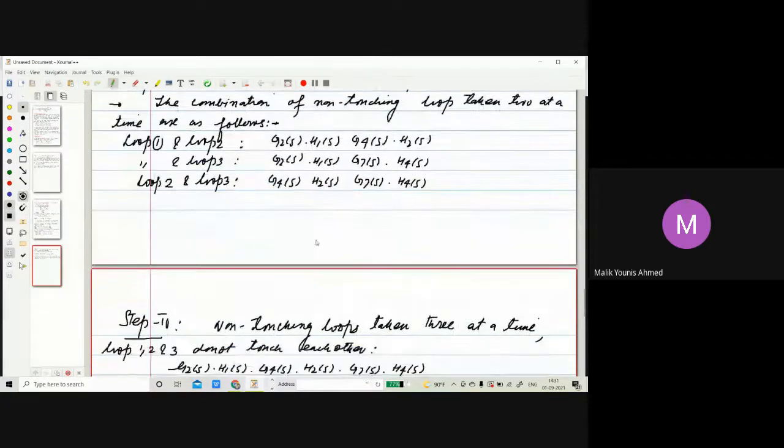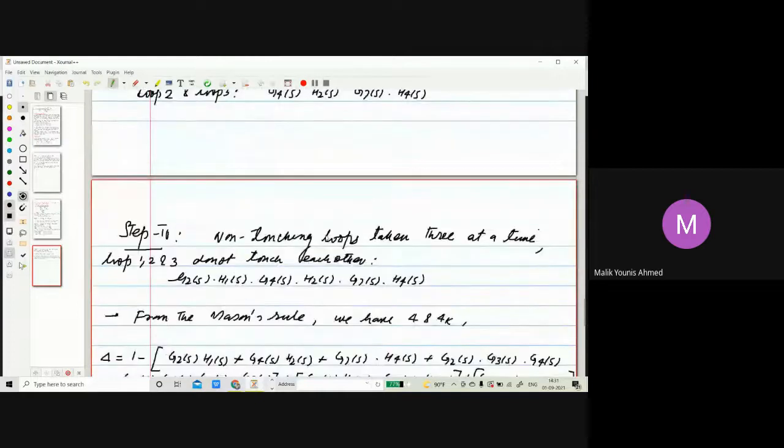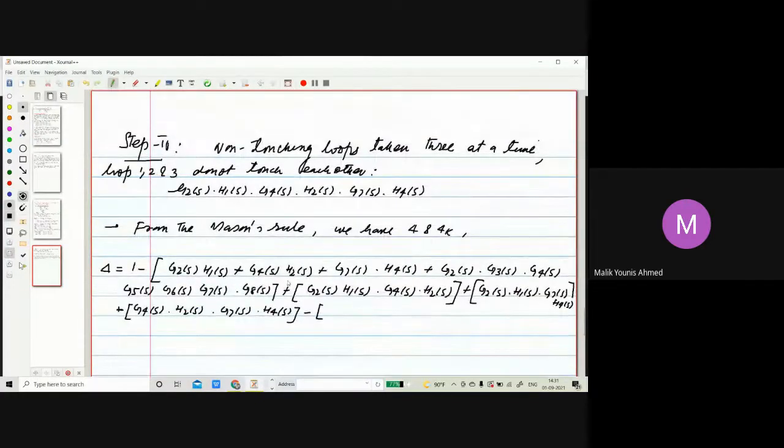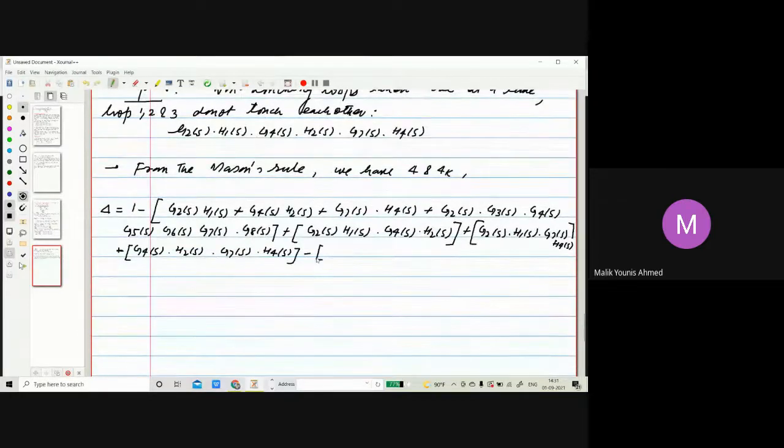We have got these loop gains. We have taken them one by one. So last is non-touching loops taken three at a time. There is one combination, that is this one. We can write this down. Non-touching loops taken three at a time: G2 of S. We have to be careful while writing because there is more problem with H1 and H2. In numericals you will not get this H1. This is for the generalization I have shown. In numericals you will have values, and that's very simple.